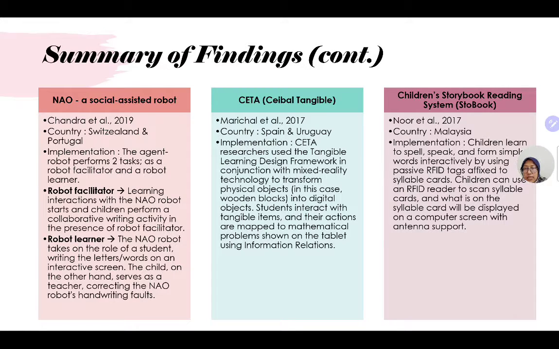So the other one is NAO social assisted robots, in Switzerland and Portugal. Okay, so the agent robot performs two tasks as robot facilitator and robot learner. So for the robot facilitator, the learning interaction with the NAO robot starts and children perform a collaborative writing activity in the presence of the robot facilitator.